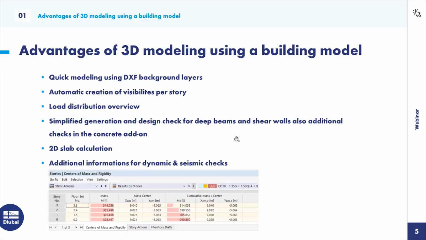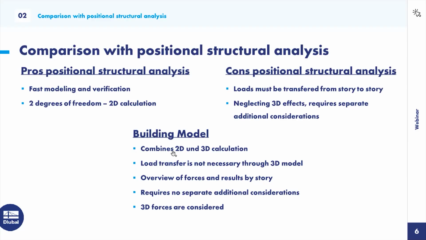Okay, then let's switch to the next chapter. Here is a little overview comparing it with positional structural analysis. The pros of the positional structural analysis are, of course, that you can model this very fast and also do the design checks, and you only have 2 degrees of freedom in this 2D calculation.